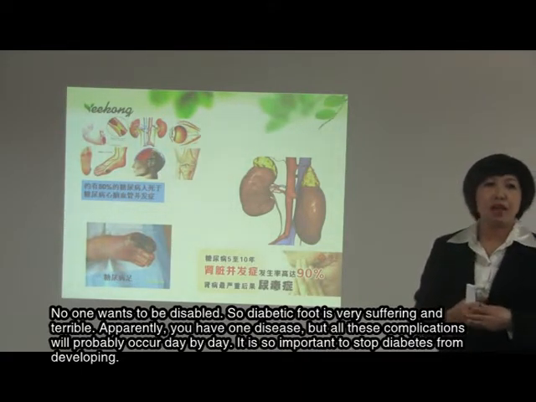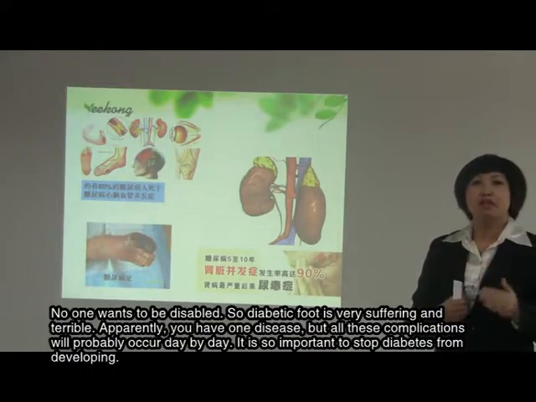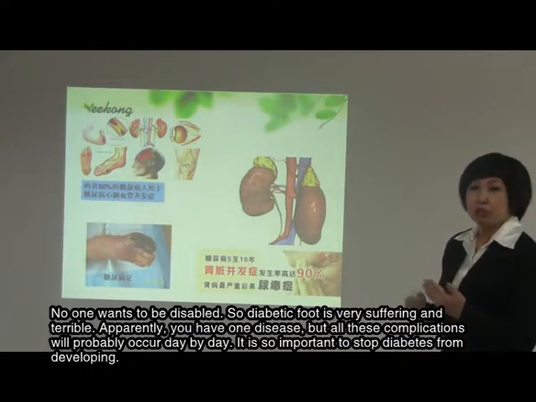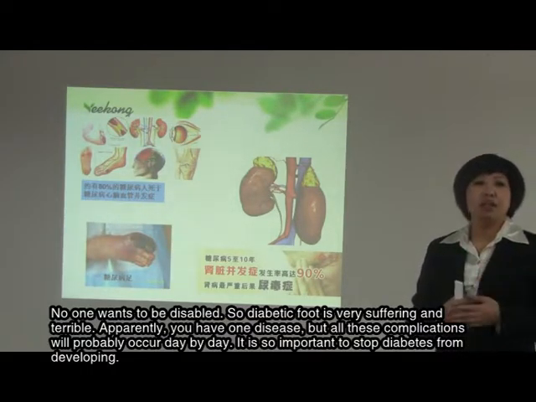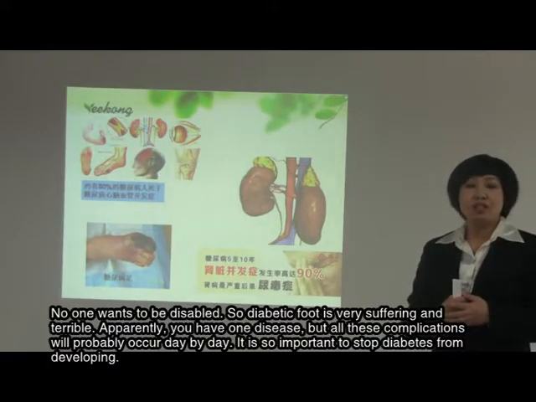Apparently, you have one disease, but all these complications will probably occur day by day. It is so important to stop diabetes from developing.